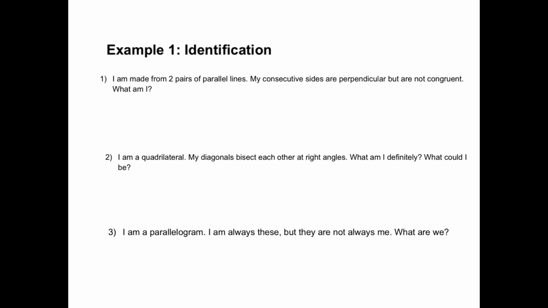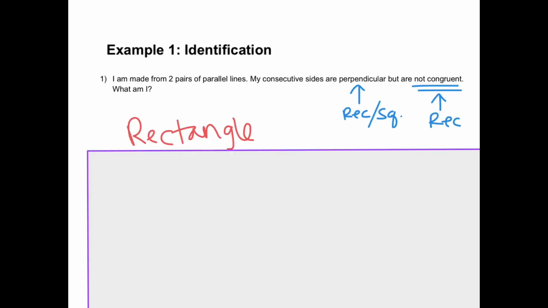I am always these, but they are not always me. What are we? So I will tell you that number 1 has 1 answer. Number 2 should have 2 answers, and number 3 should actually use all 3 of them. And your answer choices are going to be the more specific rectangle, rhombus, and square. Go ahead and pause the video and see if you can figure out which parallelograms they're talking about.